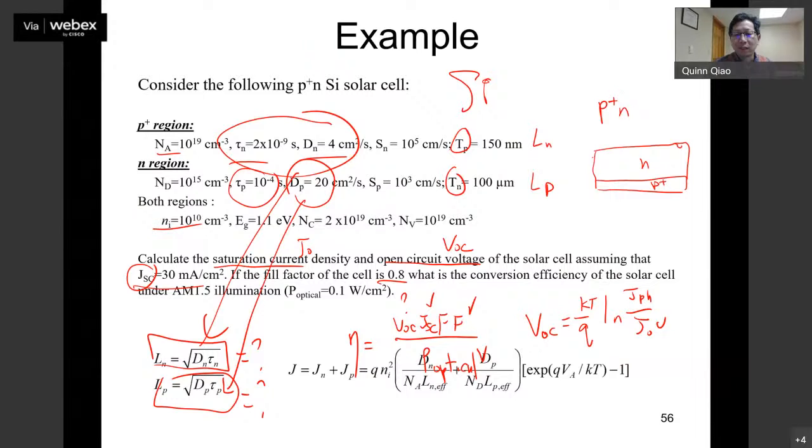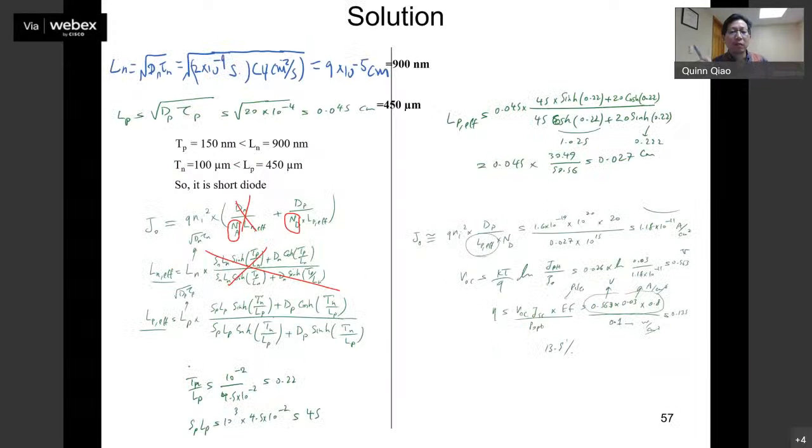Now let's go ahead and see how we can figure it out. As we just said, we need to find whether it's a long diode or short diode, so that's why we do this calculation. We find Ln is this much, Lp is this much, and then Ln compared with Tp, Ln is bigger than Tp, right? Okay, and then Lp is what?